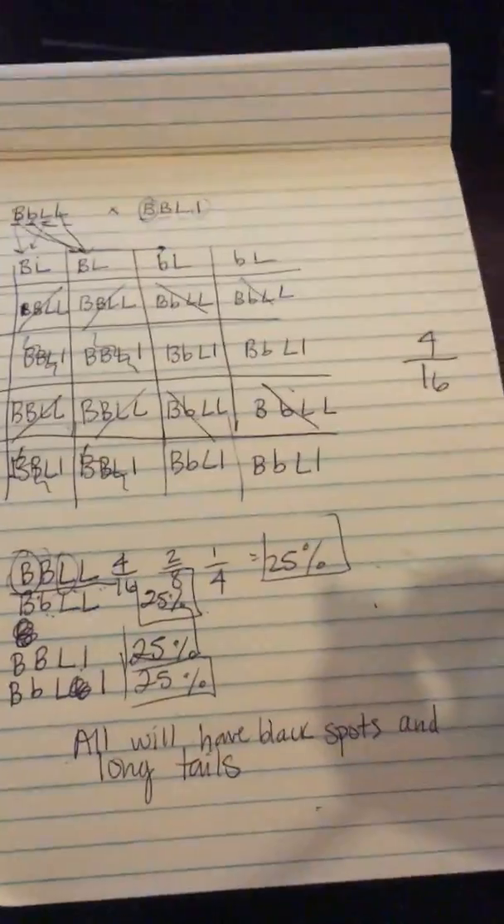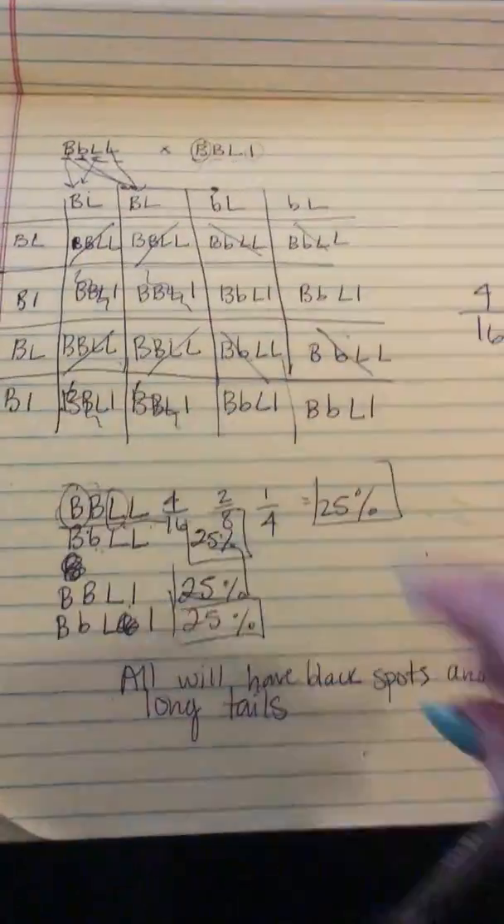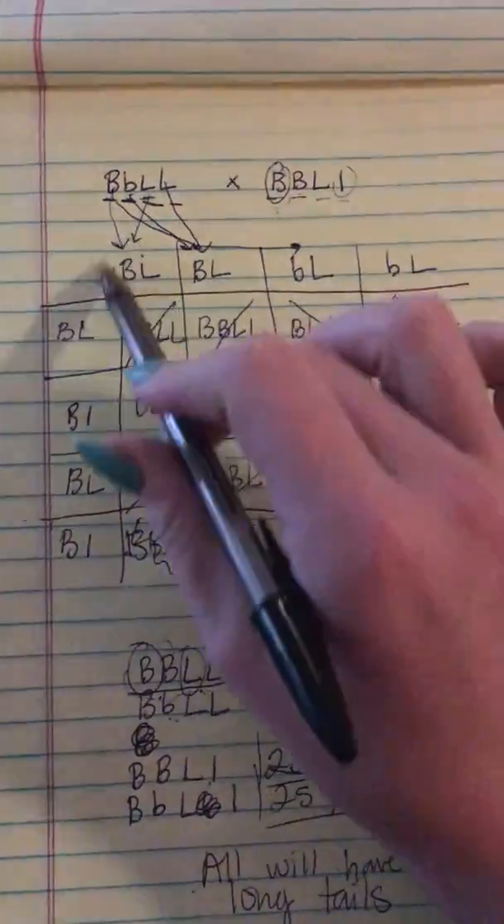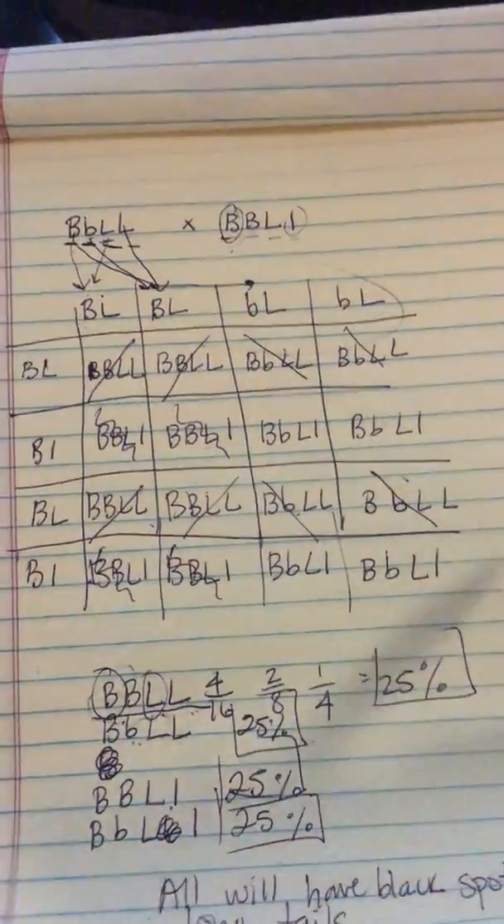So hopefully that helps you understand a little bit how to do these dihybrid crosses. The biggest, most important part is identifying the genotypes. So I'm going to show you one more that's a little bit more complicated.